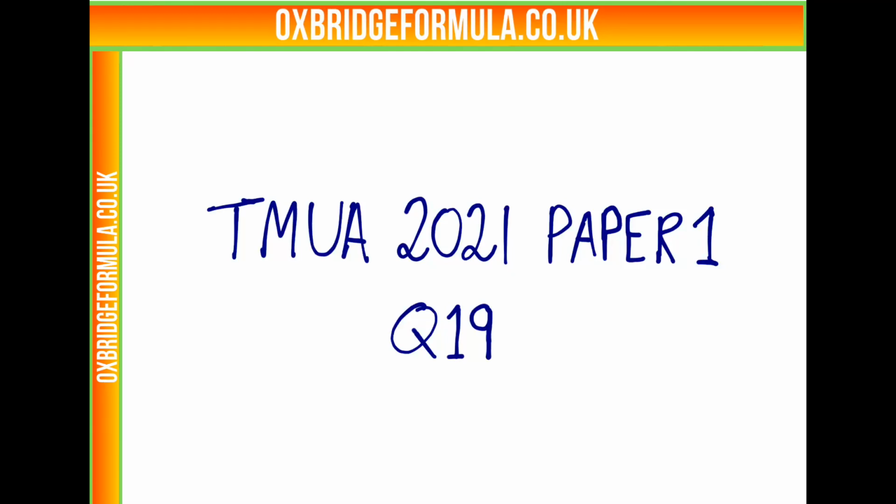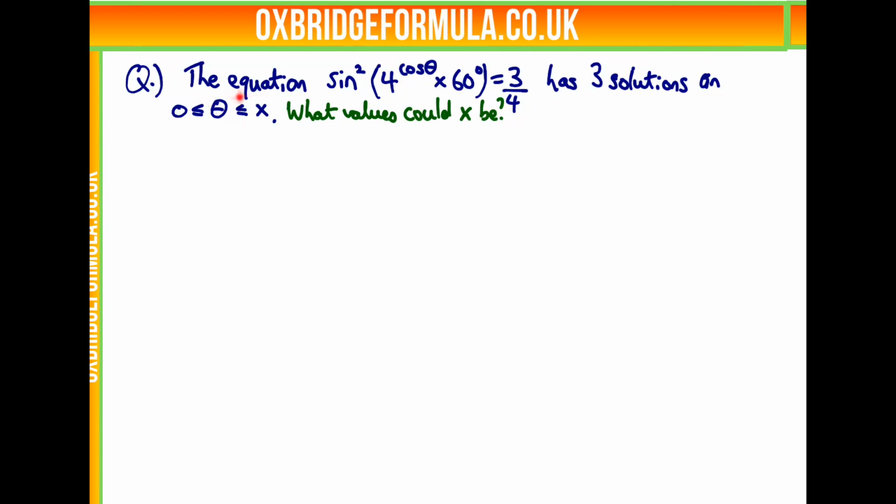This is TMUA 2021, Paper 1, Question 19. We're told that the equation sine squared of 4 to the power of cos theta times 60 degrees equals 3/4 has exactly 3 solutions on the range of theta being less than or equal to x and bigger than or equal to 0. We need to work out a possible range that x could be such that this holds.